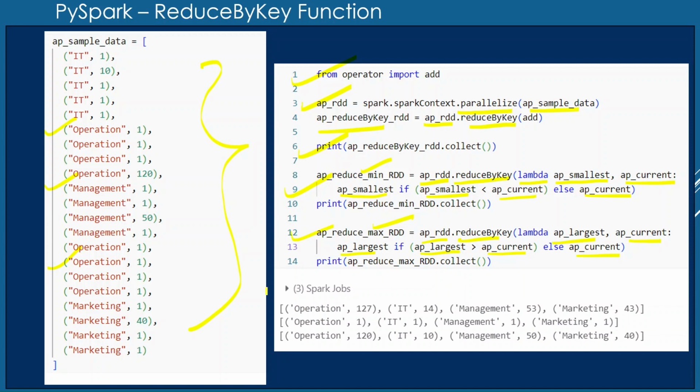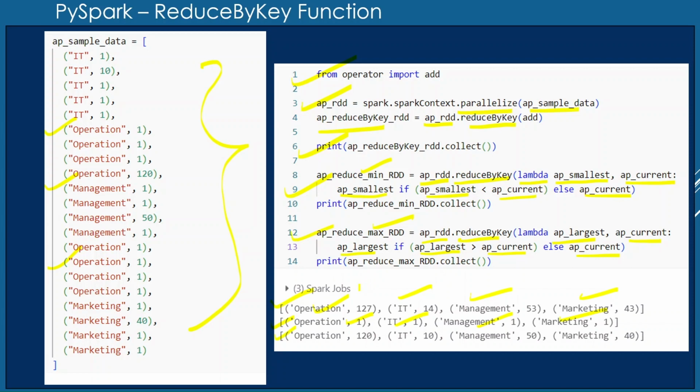The first print statement will just aggregate all the values per key. So operation has 127, IT has 14, management has 53, and marketing has 43. This is the second print statement, where I am figuring out the lowest value. For operation it is 1, for IT it is 1, for management it is 1, and for marketing it is 1. The third print statement, this is its output.